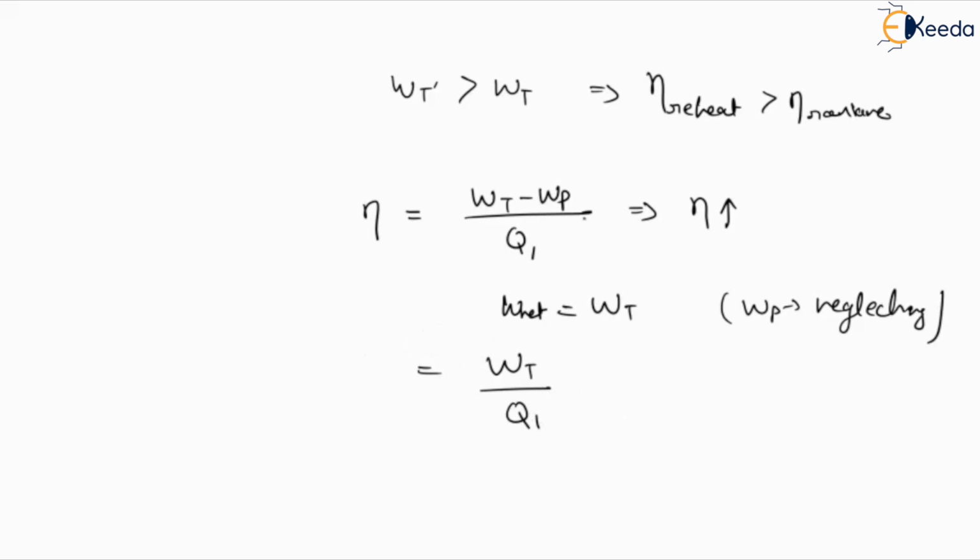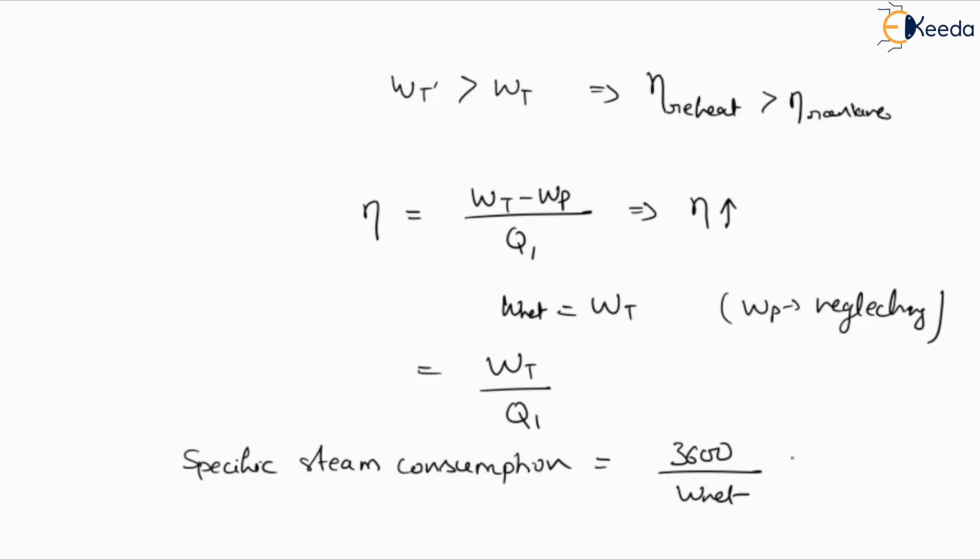Now, if we want to define the specific steam consumption, it will be defined by the formula 3600 divided by W net. Here W net is increased, so in that case, it will reduce. So efficiency will increase, but specific steam consumption will reduce. So it is improving the performance of the reheat cycle, or the performance of the steam power plant or thermal power plant.